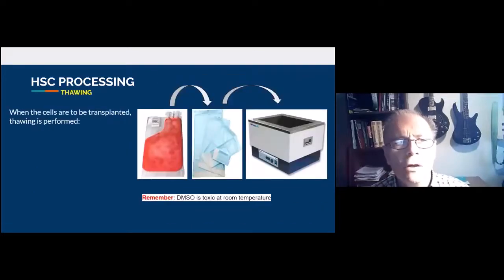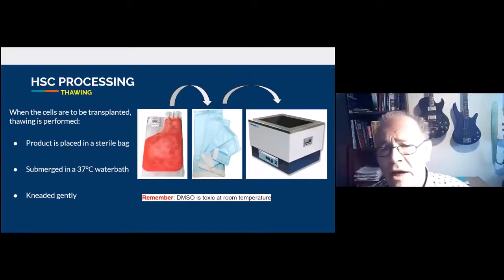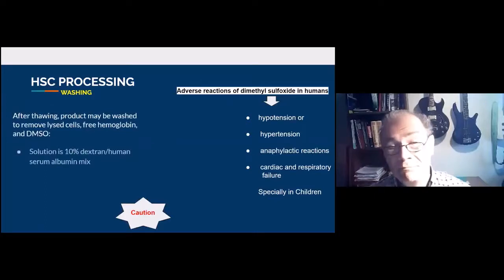At the moment of thawing the hematopoietic stem cells, when the cells are to be transplanted, thawing is performed. The product is placed into a sterile bag, then submerged in a 37 centigrade water bath and kneaded gently. We have to remember that DMSO is toxic at room temperature. And after that, and previous to the infusion, we need to wash it.